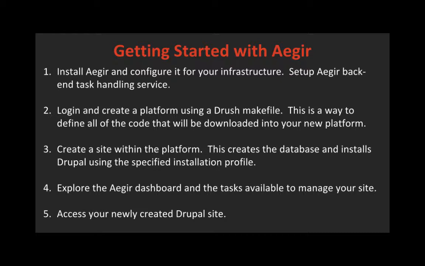After you've got your platform in there, you're going to create a site within the platform. Again, Aegir will take the domain name that you give it and a couple other parameters, and it will create the database for you. It'll auto-generate database credentials for that site, and then once it's done that, it'll run through the Drupal installer. You can choose a custom install profile, and it's all automated. It does that stuff for you.